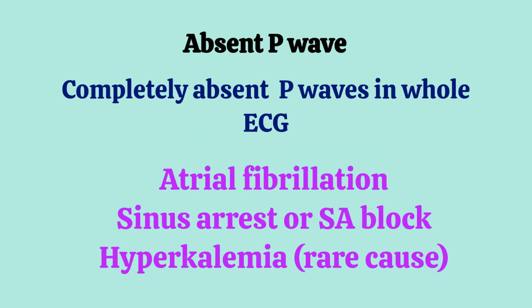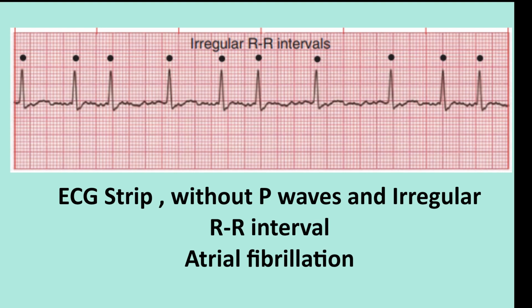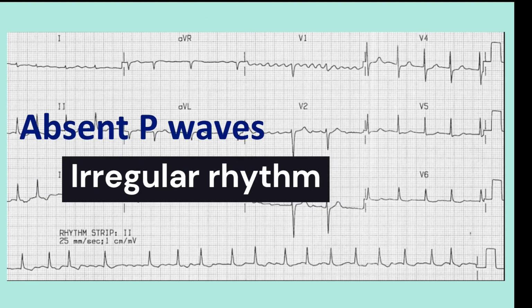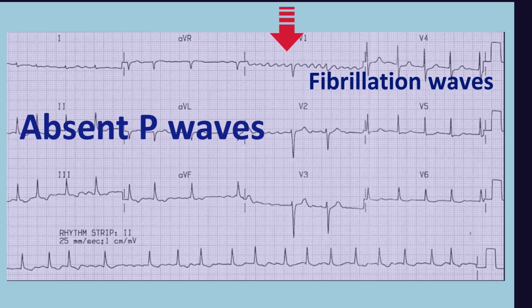Absent P wave. Completely absent P waves in the whole ECG are caused by atrial fibrillation, sinus arrest or SA block, and hyperkalemia. In this ECG strip, there is absence of P waves along with irregular RR interval, which is suggestive of atrial fibrillation. Another ECG of atrial fibrillation showing absent P waves, irregular rhythm and fibrillation waves in lead V1.